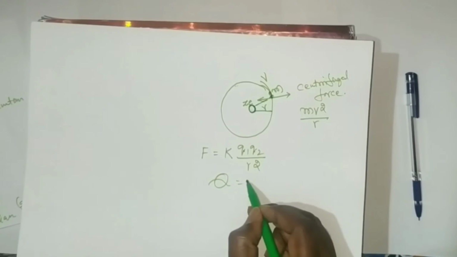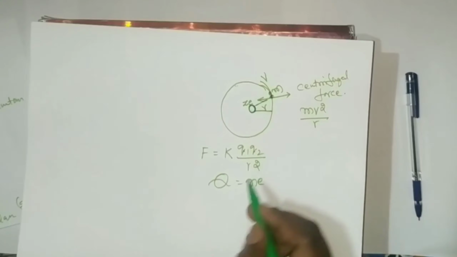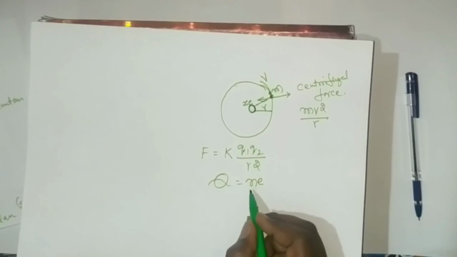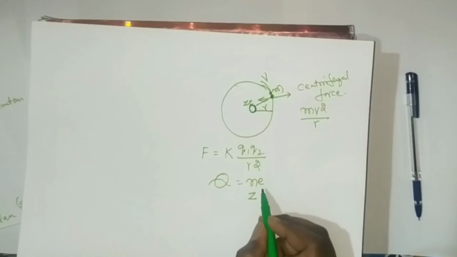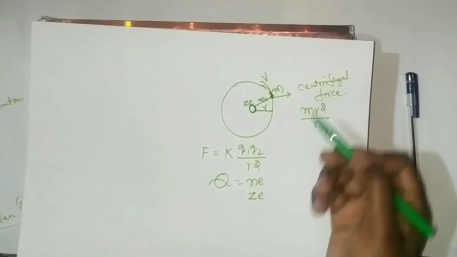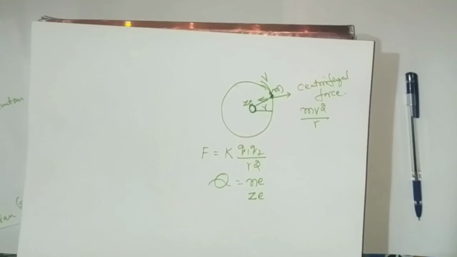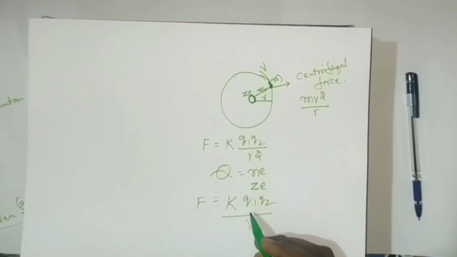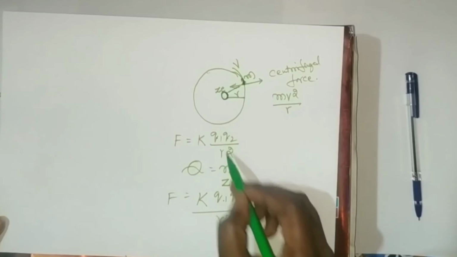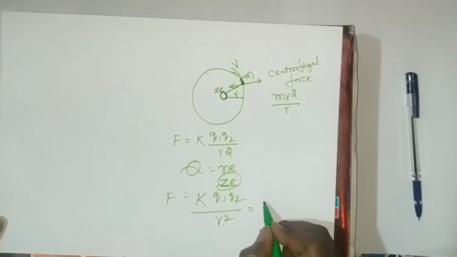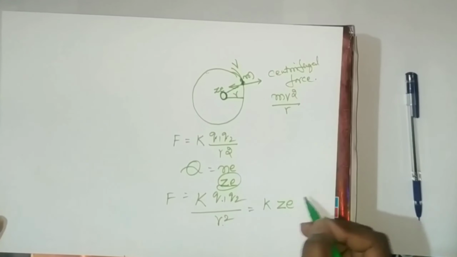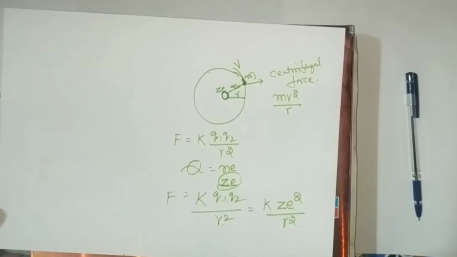So the nucleus is a charged body, we can take here, this is like ZE. So we know that Q is equal to NE. So here the nucleus charge is from protons, so ZE. Then here the electron is there, that is E. So we can write F, the centripetal force which is acting in between nucleus and electron, is equal to K into Q1 Q2 by R square, that is Q1 is ZE, Q2 is E. So K into ZE into E, nothing but K ZE square upon R square.